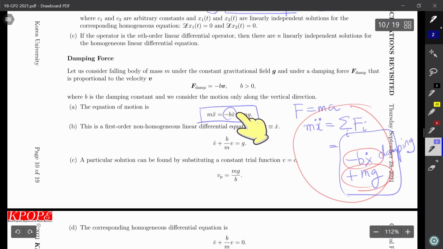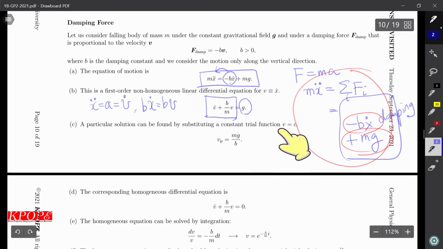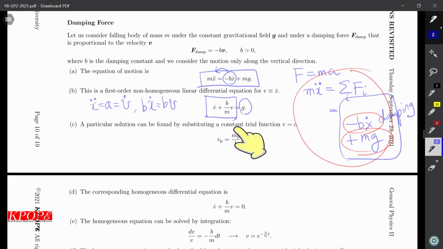We can move this x dot to the left hand side, and we find that x double dot is acceleration, and it is a time derivative of velocity. And b x dot equals bv. Therefore, the expression is simplified on the left, and the right side is g. So this is simplified into a first order differential equation.